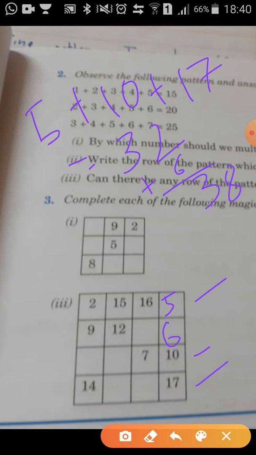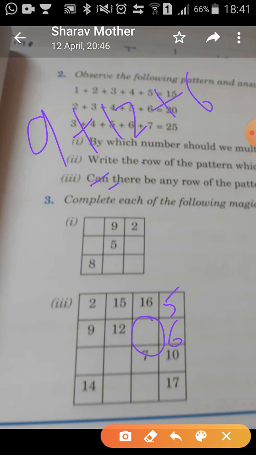Now which box will we choose? We will choose this box. Why? Because we already have 3 pieces of information for it. So this one is 5, this one is 6. We are going to solve this box now. What are the 3 pieces of information we have? We have 9 plus 12 plus 6. The answer is 27.